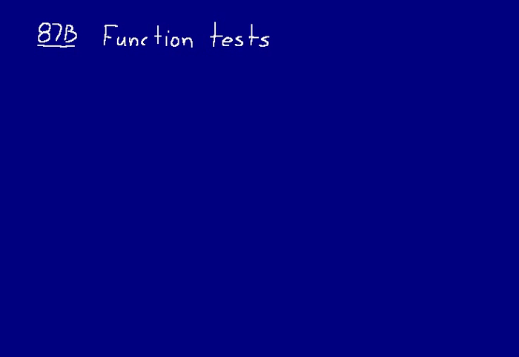Part B of this lesson is about function tests. And let's just think about functions a little bit. We've talked about this before, that a function is an equation that you can graph on an xy axis. And we've talked about this standard form for an equation of a line, y equals mx plus b. A line is a function. We could just use the function symbol f of x equals mx plus b.